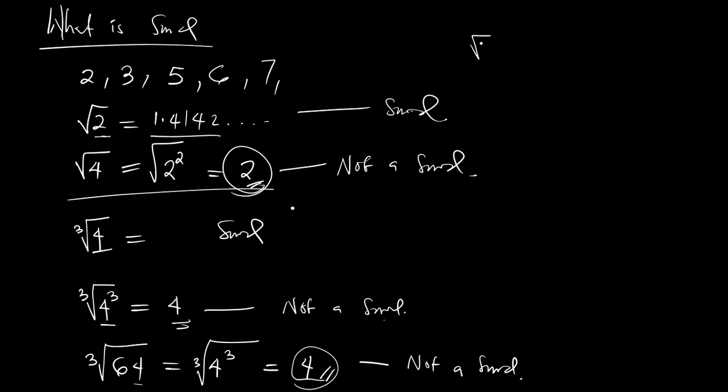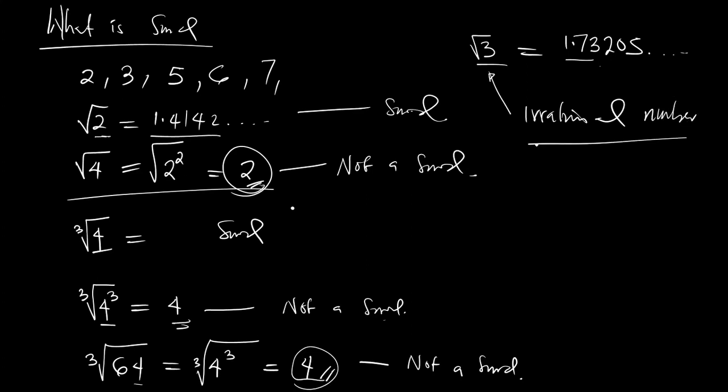Just like if you have the square root of 3, it cannot be further simplified into a whole number. Instead, it will give you about 1.73205, with more other numbers coming up. So it means that surds are irrational numbers. They are not rational numbers. So that is surds.